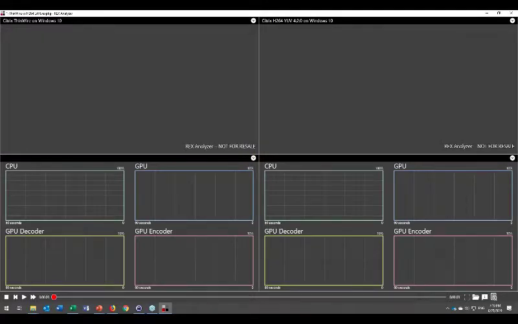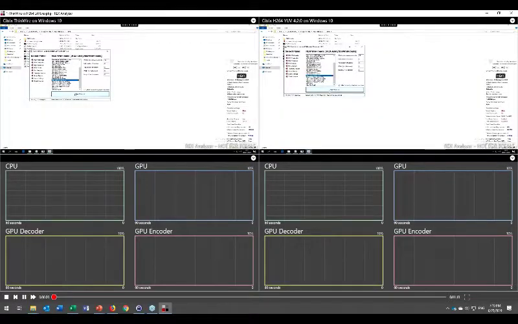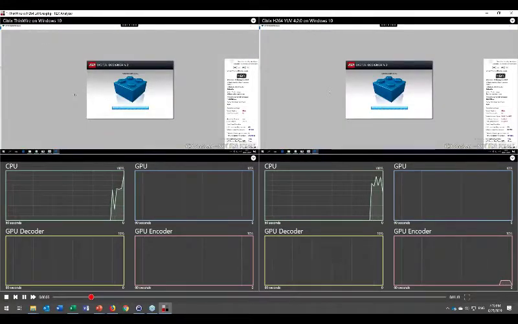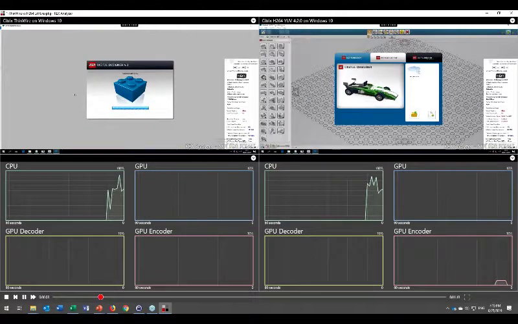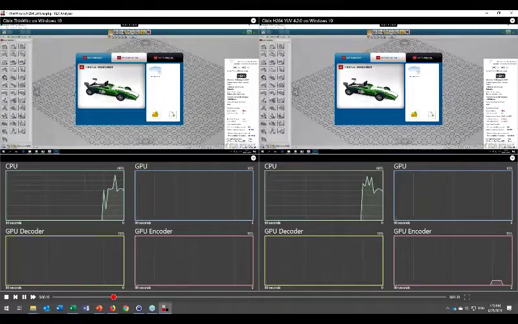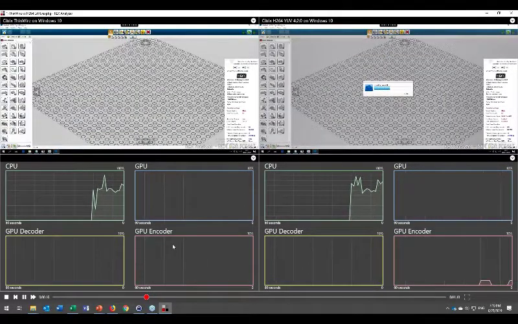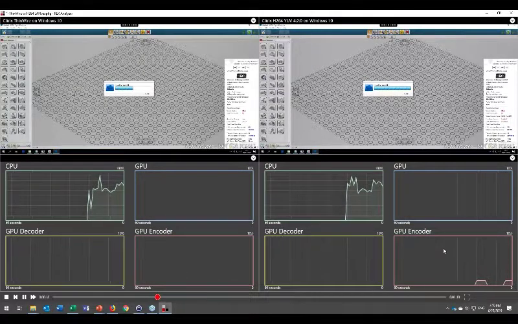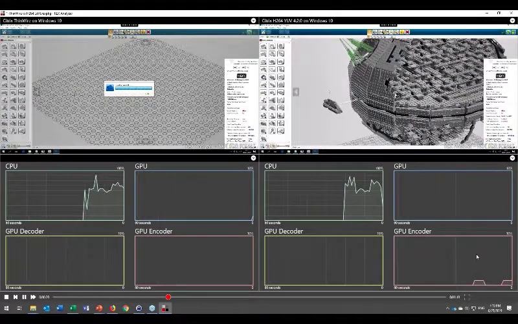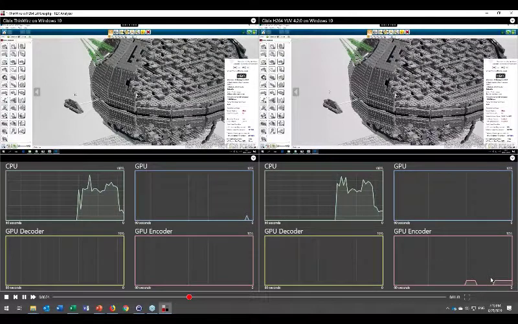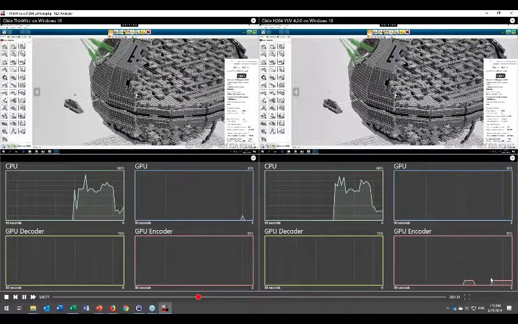So this is ThinWire versus H.264, where ThinWire is in the upper left corner and H.264 is in the upper right corner. And in the bottom of the screen you can see the GPU usage and the encoder usage. As I told earlier, ThinWire doesn't use the GPU encoder, so that's why there's a blank space there. And on the right side you can see the GPU encoder encoding the frames. They are both on high quality with a maximum frame rate of 60 frames per second.